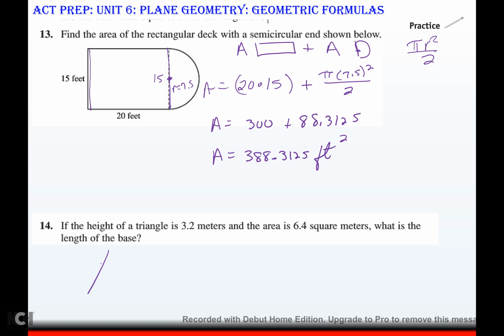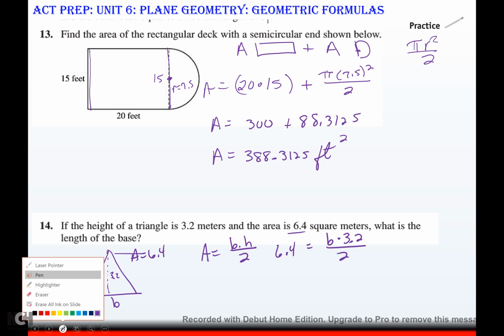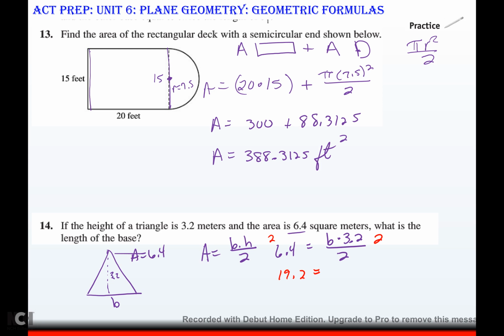14. If the height of a triangle is 3.2 meters and the area is 6.4 meters, what is the length of the base? Well, area of a triangle is base times height divided by 2. My base is, I don't know. My height is 3.2 divided by 2. Oh, sorry, it told me my area. The area is 6.4. Okay, so to solve this for b, I got to get b alone. So I'm going to multiply by 2 to kill the fraction.